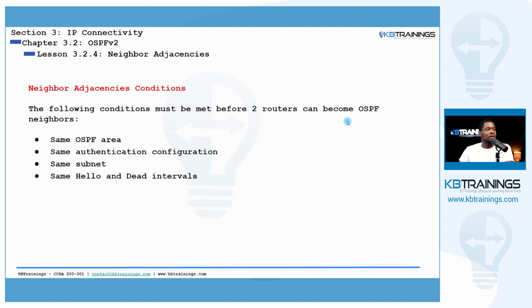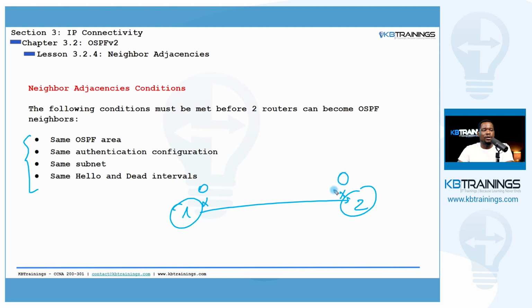So let's go and talk about the conditions that you need before you can become neighbors. In an OSPF topology, two routers, or two interfaces on which we activated OSPF, can form this neighbor adjacency only if these conditions are met. First of all, they need to be in the same area. Both your interfaces need to be in the same OSPF area. So this interface should be in area 0, for example, and this other one should be in area 0. If you have 0 here and 1 there, it's not going to work.